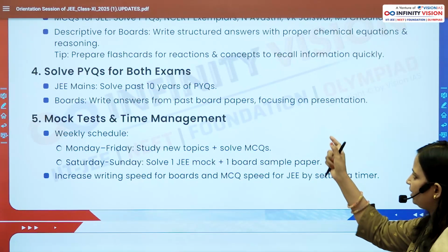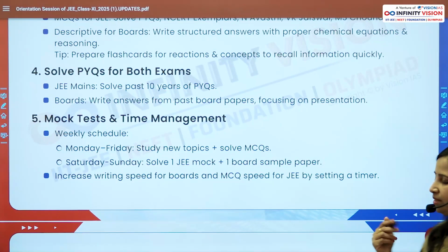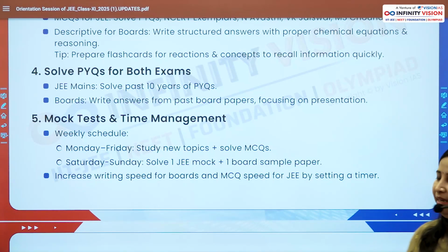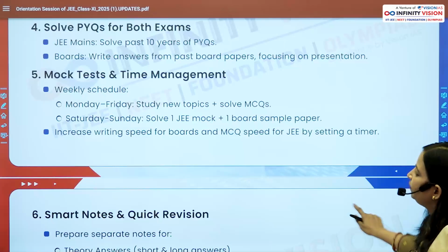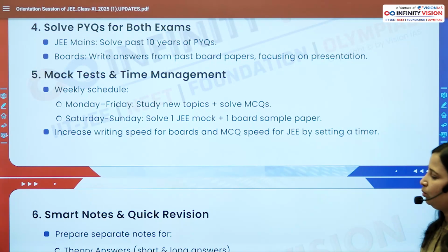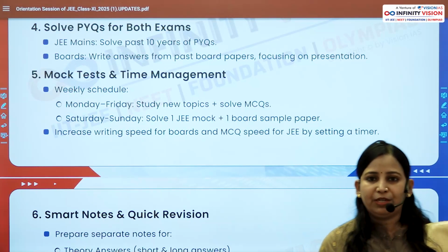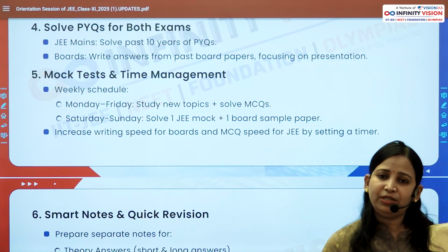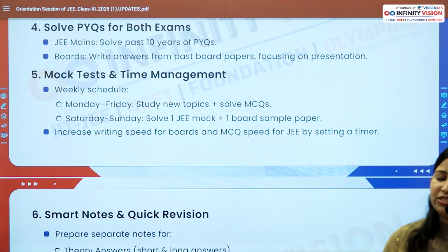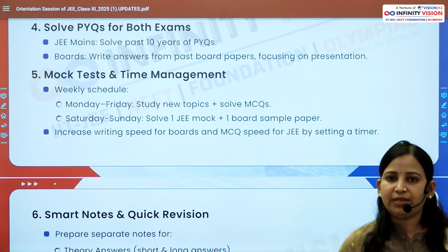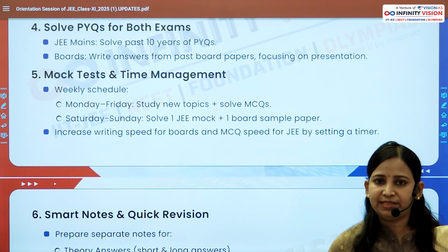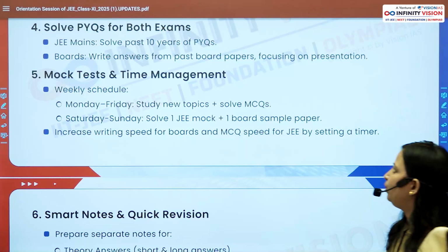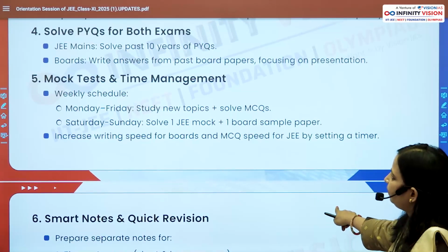You can also prepare some flashcards for reactions and concepts related to different topics, so that you can revise quickly, and it also helps in recalling. Now solve PYQs for both exams, okay? You have to solve the PYQs of the last 10 years for both JEE Mains and CBSE. It will help you analyze what type of question is asked, how to manage time, how to apply your concept, or how to write an answer for a particular question. So this will help you a lot while preparing for the exams.